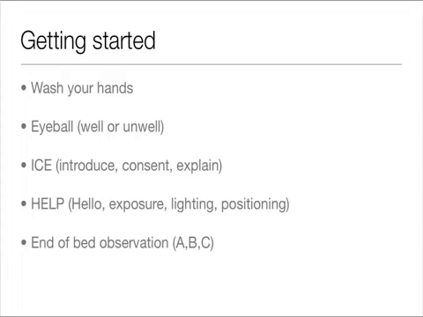We then go to our ICE mnemonic, which reminds us of things we need to do to start the examination. We need to introduce ourselves, gain consent for the examination, and explain what we're doing and the purpose of the examination. The HELP mnemonic reminds us to get adequate exposure, lighting, and positioning of the patient, and then we'll conduct our end of bed observations, and the mnemonic ABC will help us to remind us what to do and split it into appearance, behaviour, and connections.